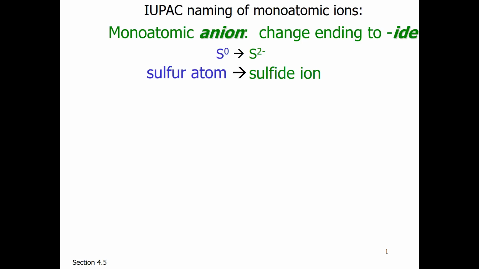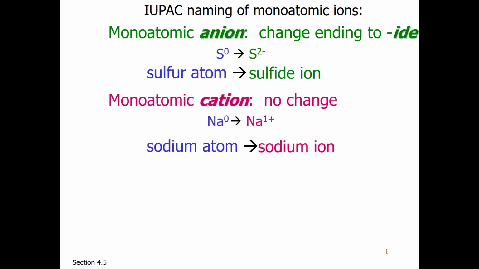Monoatomic means they are composed of one atom, and when we deal with anions, the simple change is to change the ending to "ide." So for example, the sulfur atom goes to the sulfide ion. For a monoatomic cation, there is no essential change. Sodium atom would go to sodium ion.